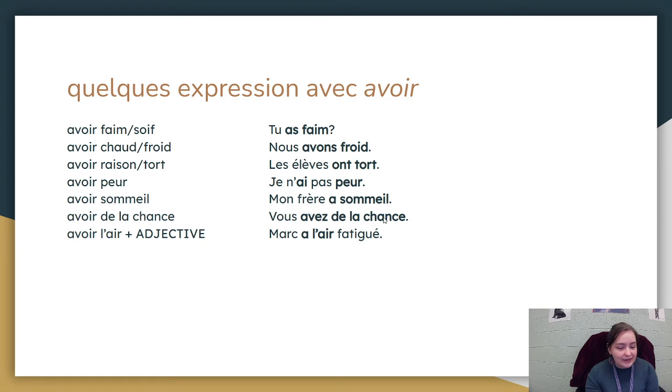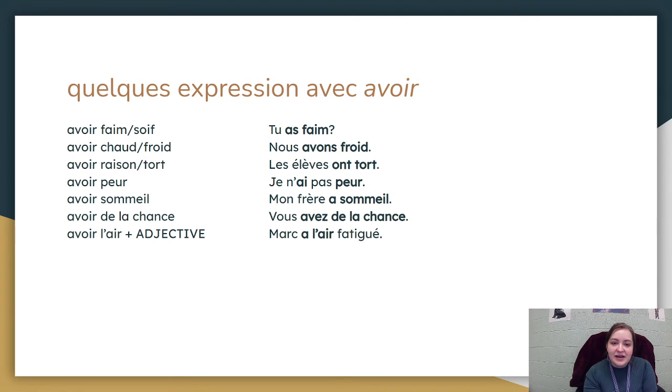Y'all are lucky. And so you probably noticed when I translated each of these, in English, the verb we use for all of these so far is to be. So avoir faim, we say I am hungry. Avoir chaud, I am hot. But in French, all of these phrases are avoir. And then our last one here, avoir l'air.